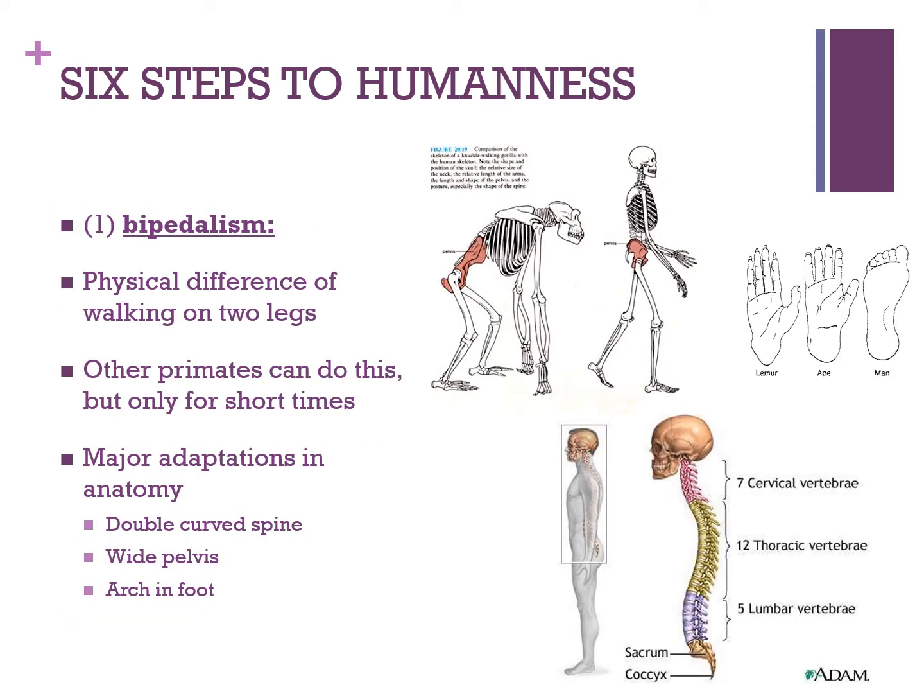So bipedalism is the physical difference of walking on 2 legs. Other primates can do this, but only for short times. And there are major adaptations in anatomy, such as our double curved spine, our wider pelvis, and the arch in our foot.